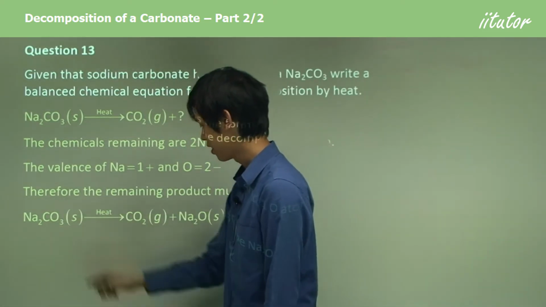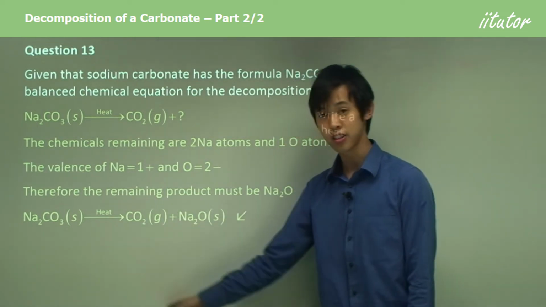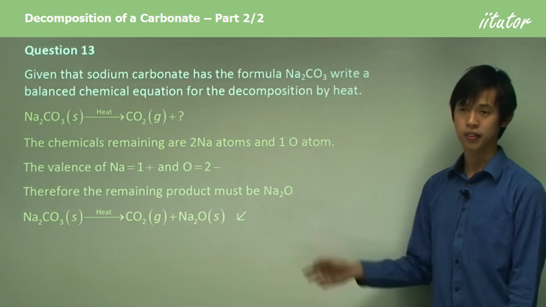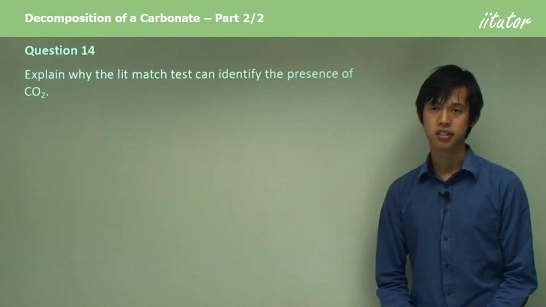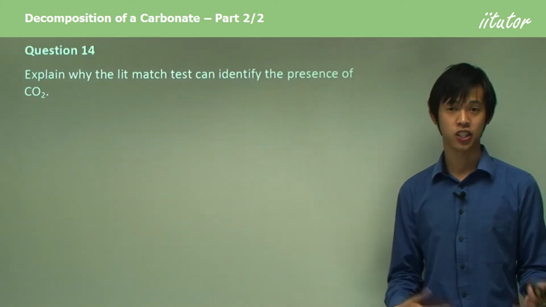3 oxygens here, 1, 2, 3 oxygens on this side, so it's all balanced. And that works out very well. Explain why the lit match test can identify the presence of CO2. So how does the lit match test actually work?